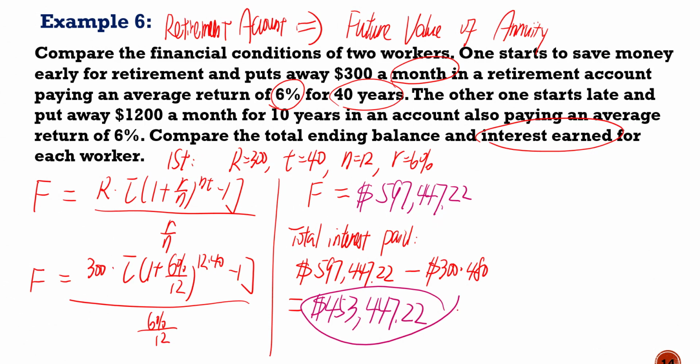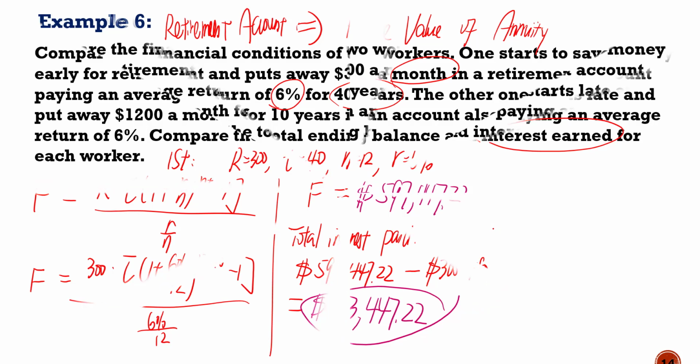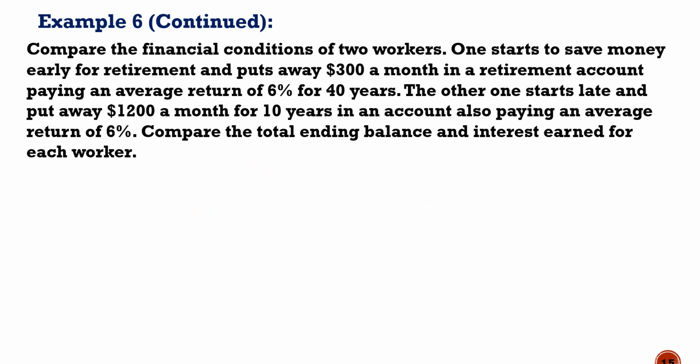And it looks like the most of the ending balance comes from the interest earned. Okay. Yes, which is a good thing. Let's take a look at the second worker.